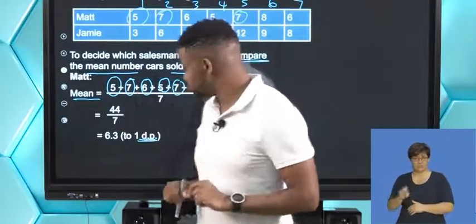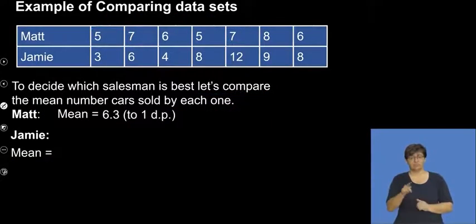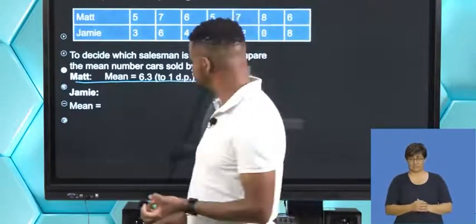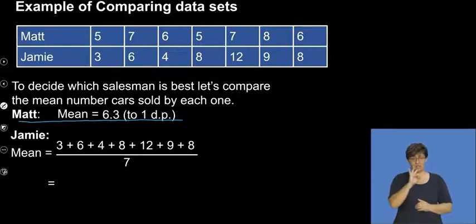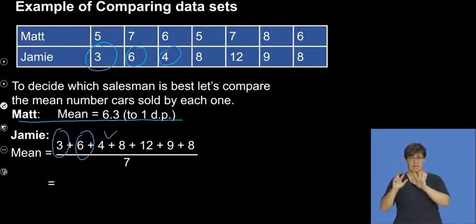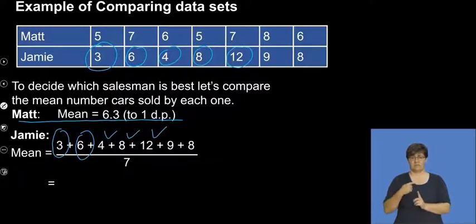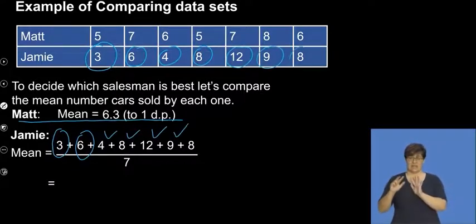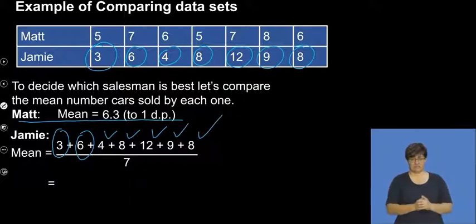What about Jamie? Let's look at Jamie. Jamie, we're going to do the same thing. We calculate the mean for Jamie. So this is the mean for Matt. The mean, we're going to take how many cars Jamie sold, divide by the number of days, which is 7. So the mean for Jamie will be 3 plus 6, plus 6 and 4, plus 8, plus 12, because he sold 12 cars on day 5. Day 6 sold 9 cars and sold 8 cars, divided by 7.